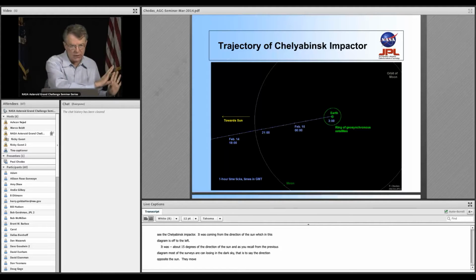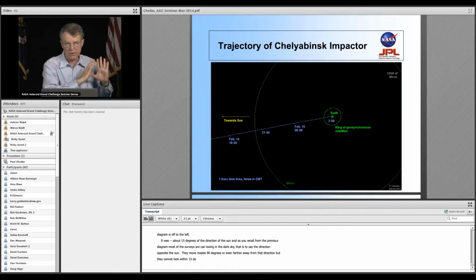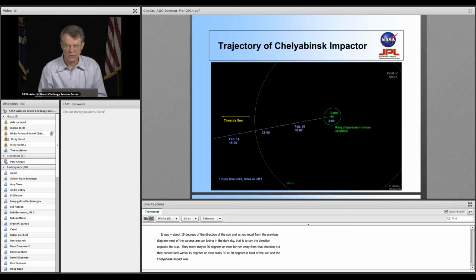They move maybe 90 degrees or even farther away from that direction, but they cannot look within 15 degrees, or even really 30 degrees, of the sun. And the Chelyabinsk impactor was approaching from that direction. So this object could not have been seen on its approach from ground-based optical observatories.